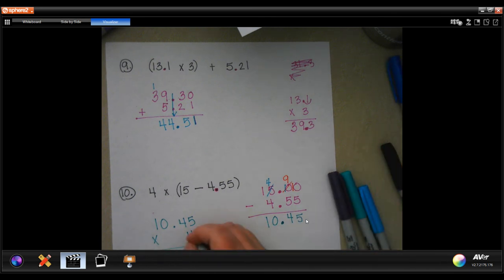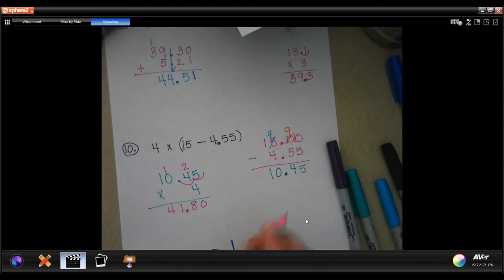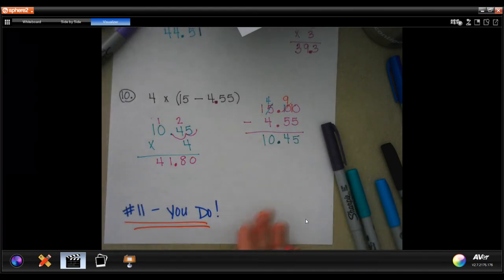Okay. 4 times 5 is 20, carry our 2. 4 times 4 is 16, plus 2 is 18, carry your 1. 4 times 0 is still 0, so I'm going to add that 1 and get 1. And then 4 times 1 is 4. Now, I went in 1, 2 places on my decimal, so 1, 2 places here. Okay? That is 41.80. Oh, sorry, you guys can't see it. 41.80. Okay? Number 11, you guys do it.